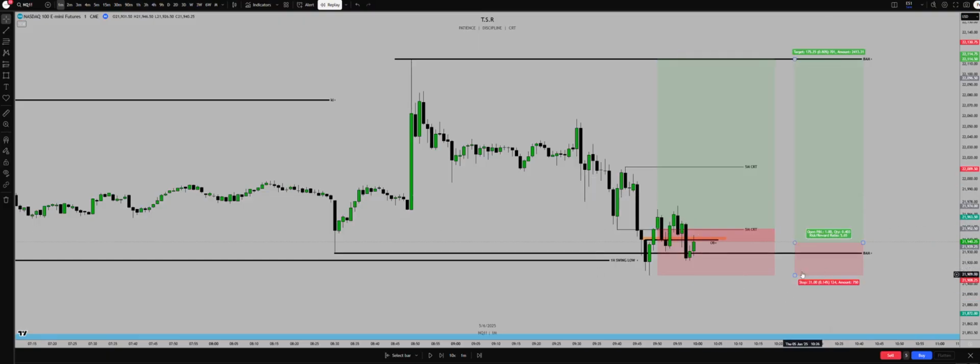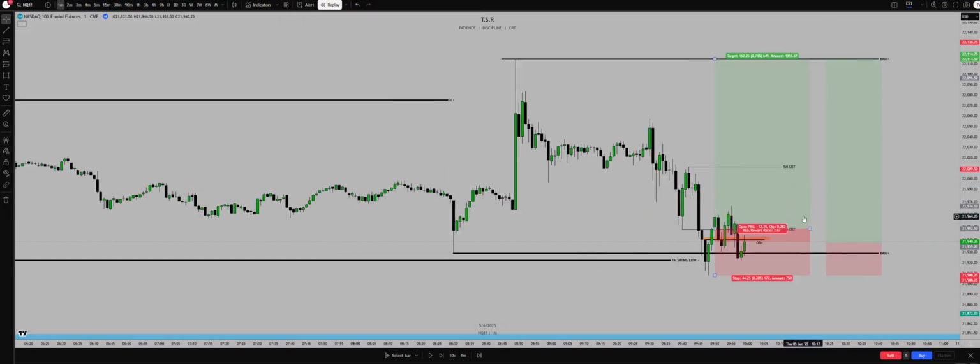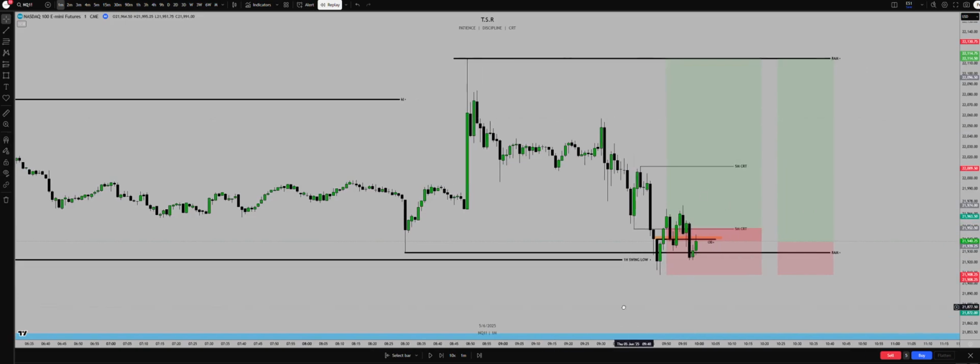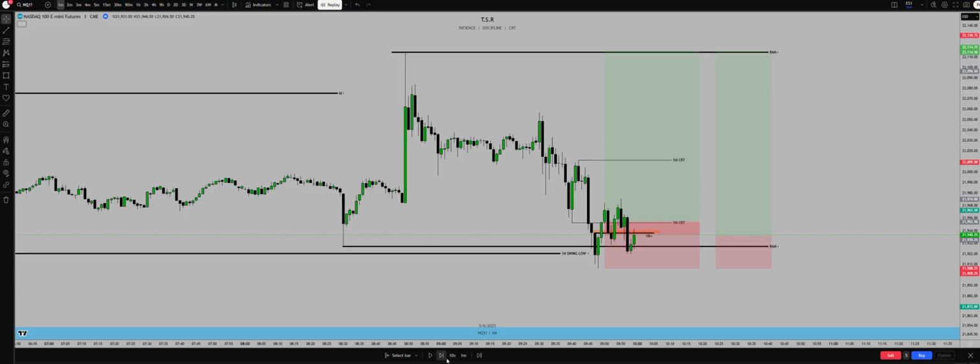That's about it. Both of the entries were valid. I would have taken this. So we're going to move forward with that and see what happens. Am I going to be stopped out here or not?